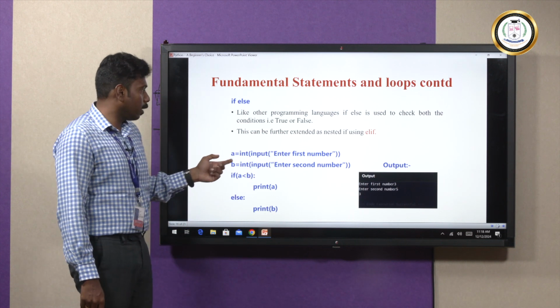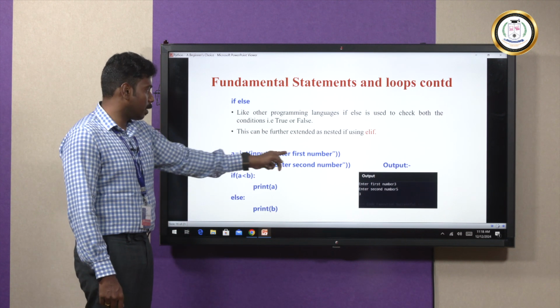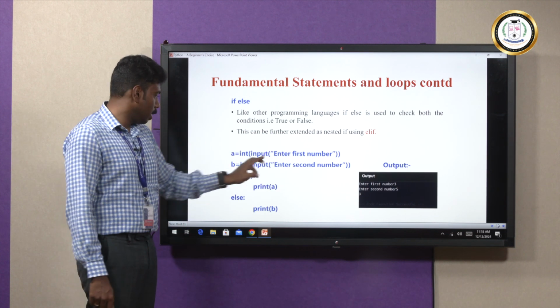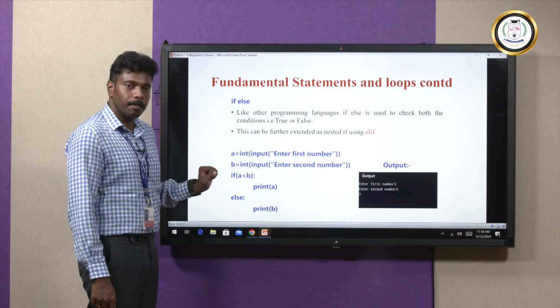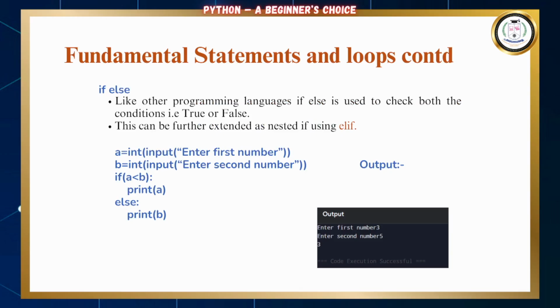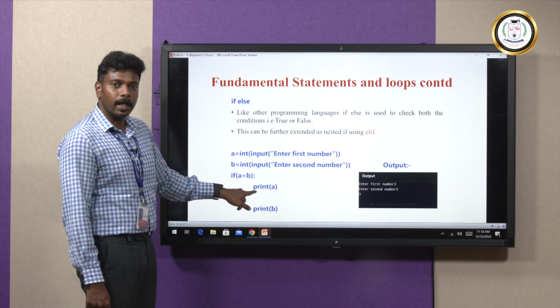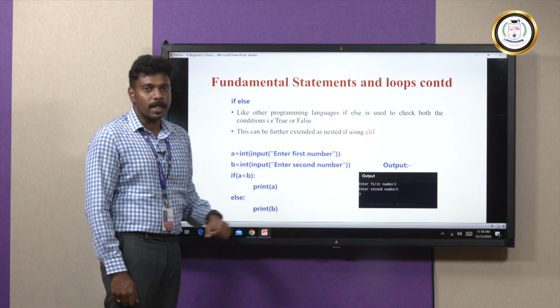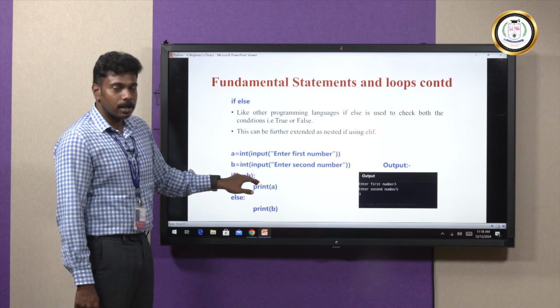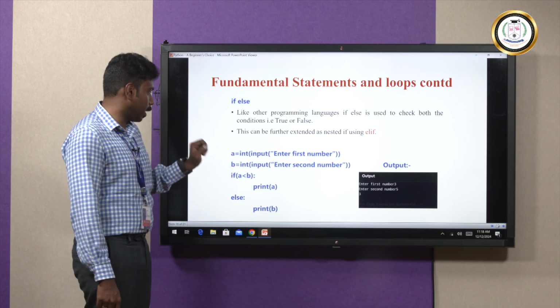So here I have taken two numbers, a, the first number, and b, the second number. My first condition is if a is less than b, print a, else print b. So I am giving the input for a as 3 and for b as 5. So 3 less than 5, condition is true, so it is printing a, my a value is 3, 3 is printed. Similarly you can check for either condition.